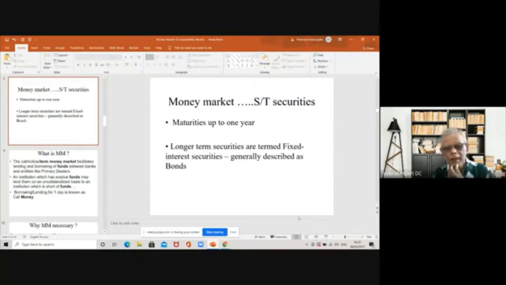So the money market is essentially short-term securities. Maturity is up to 1 year or 12 months. Beyond that, longer than 1 year, long-term securities are termed as fixed income securities, fixed interest securities, generally described as bonds.